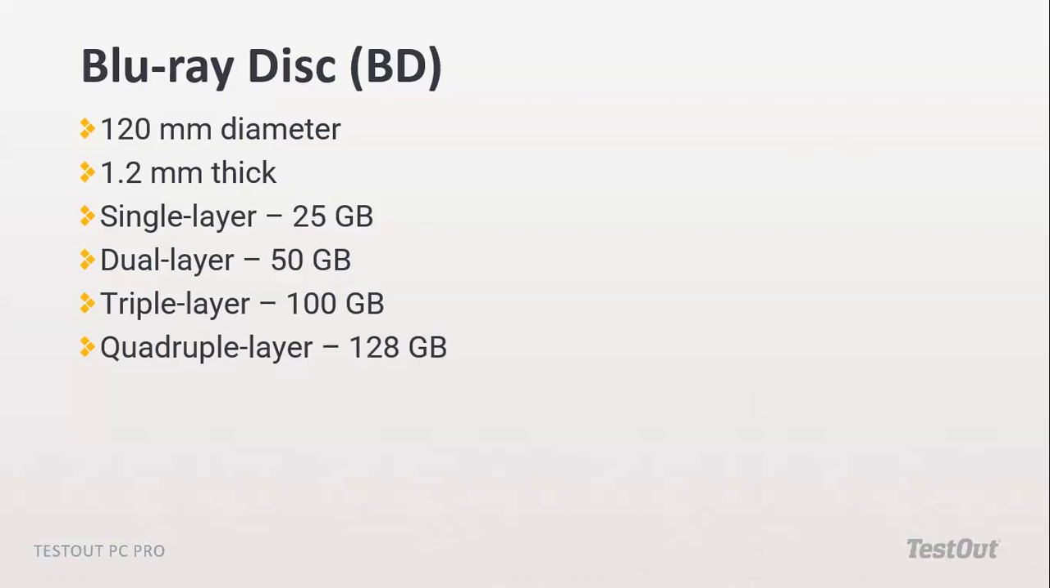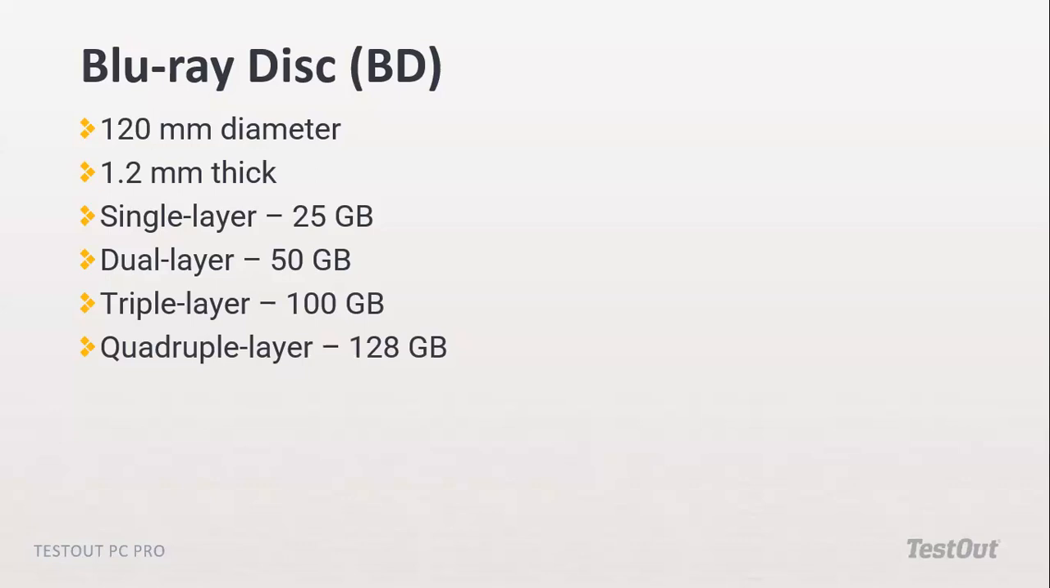But then we have single layer Blu-ray disc that can store 25 gigabytes. So one Blu-ray disc or BD can store 25 gigabytes of data. A dual layer one will store 50 gigabytes, while a triple layer will store 100 gigabytes of data. Now, a BD that has quadruple layer, which means 4 layers, will be able to store 128 gigabytes of data.